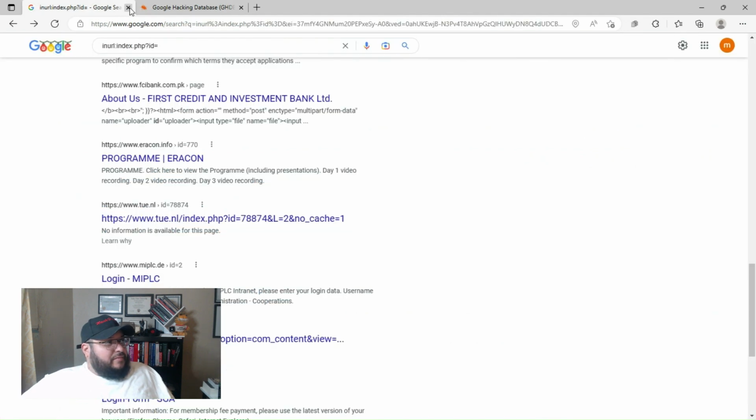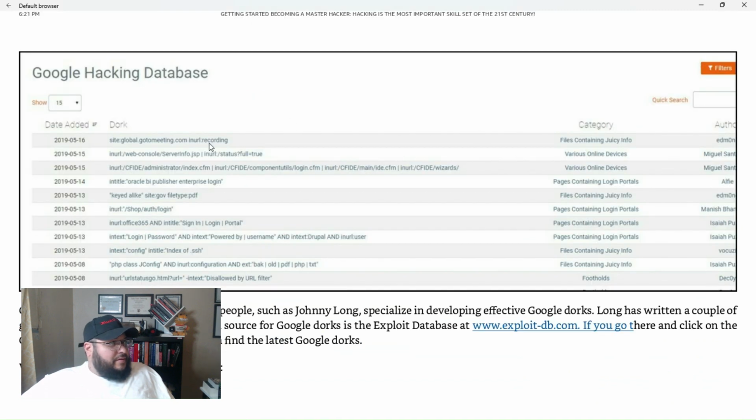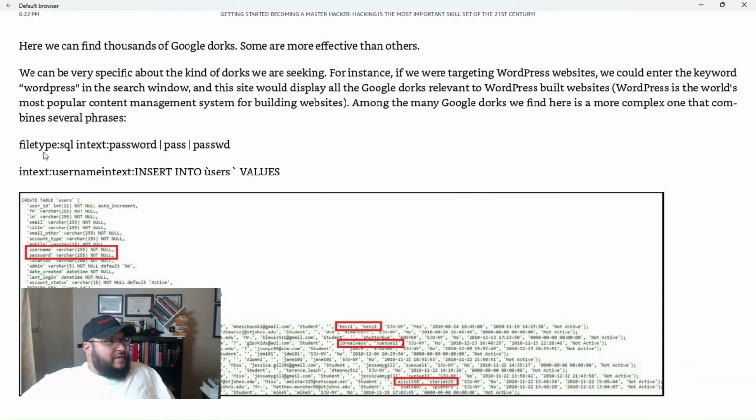We're gonna go back to, leave that up. We're gonna go back to this. Okay, that's what it's gonna look like. That's what it does look like. We got 5 more minutes. Here we can find thousands of Google Dorks. Some are more effective than others. We can be very specific about what kind of Google Dorks we're seeking. For instance, if we are targeting WordPress websites, we can enter the keyword WordPress in the search window, and this would display all the Google Dorks relevant to WordPress.